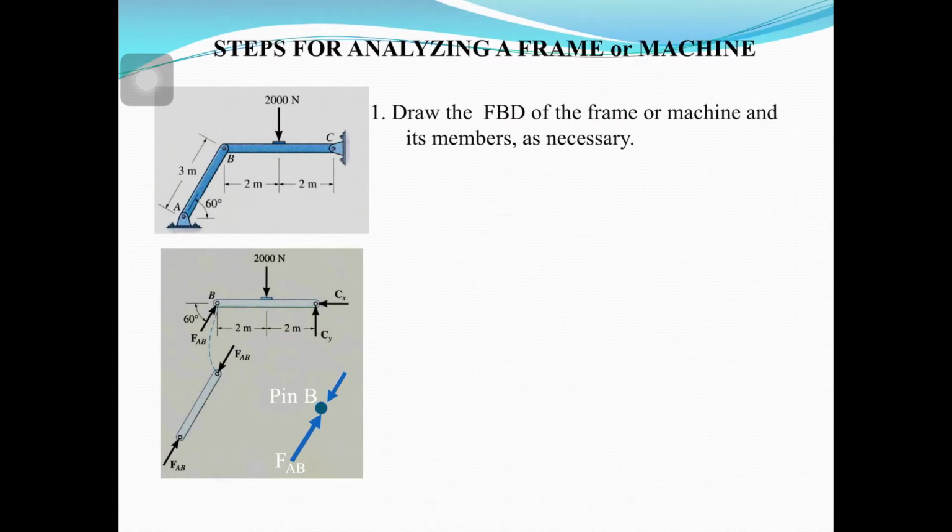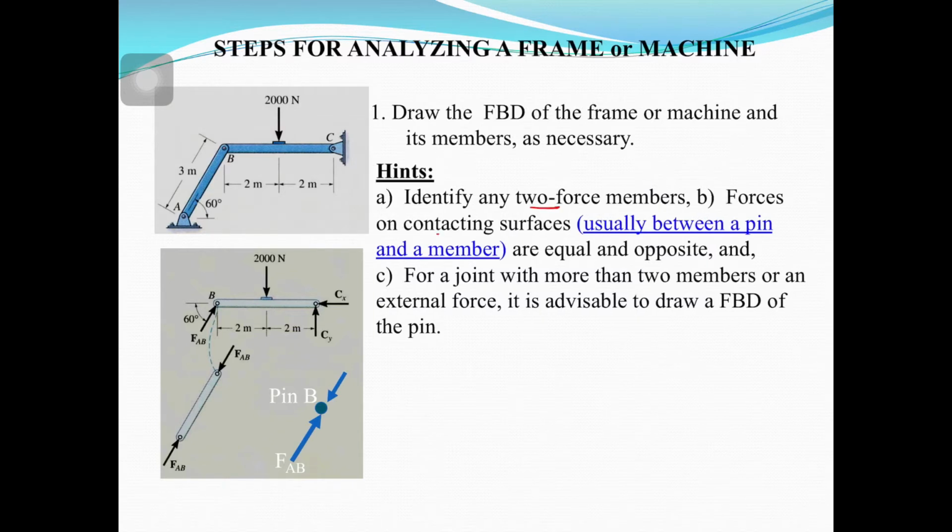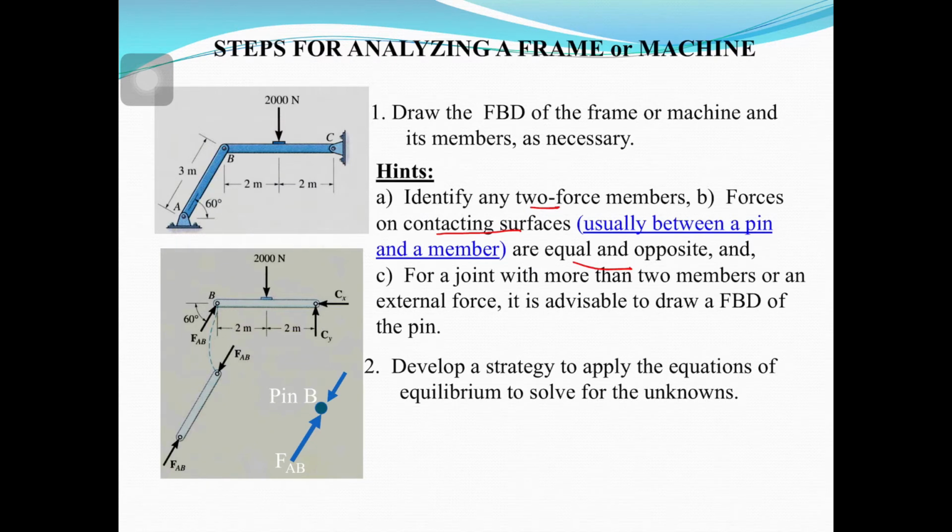Draw the FBD of the frame or machine. Hint: identify any two-force members. Forces on a contacting surface, usually a pin and member, are equal and opposite. So remember: two-force members, and forces at the contacting surface are equal and opposite. For a joint with more than two members, it is advisable to draw the FBD of the pin. Develop a strategy to apply the equations of equilibrium.